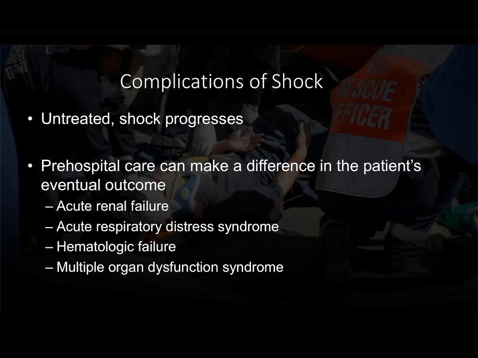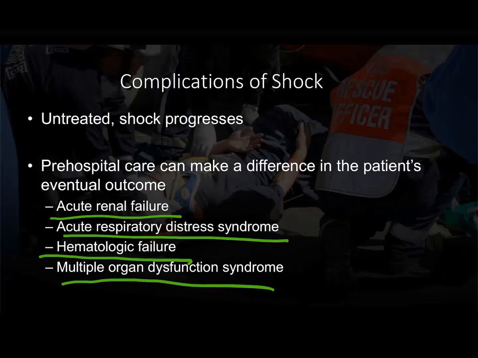Because of the DIC and the washout phase that can occur in shock, DIC being disseminated intravascular coagulopathy, those things will create microembolisms and a bunch of waste that can impact some of the organs in the body. Acute renal failure can occur. Part of that is from a decreased perfusion to the kidneys, and the other might be that it's receiving too much toxins and overloaded. Acute respiratory distress syndrome might occur, where leaky capillaries are allowing fluid to enter into the lungs. Hematologic failure, and unfortunately, multiple organ dysfunction syndrome.